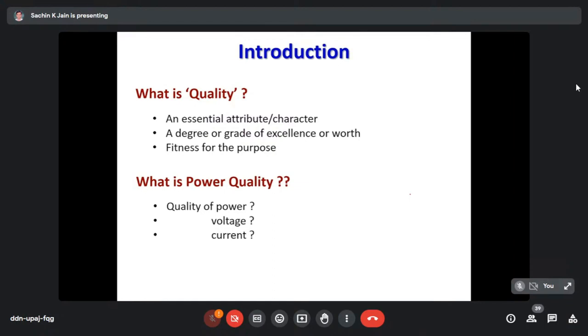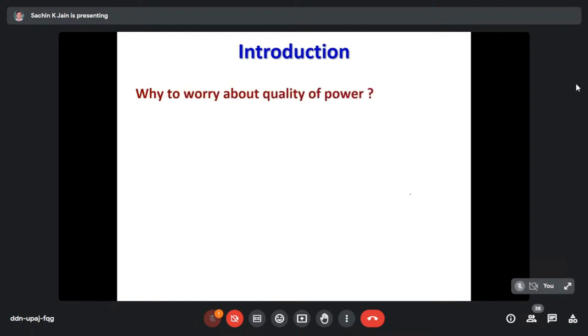And the overall power quality includes both voltage and current. The term is given as power because it considers both voltage and current. But there is no such thing as quality of power. It is about voltage and current signals. Now, why worry about quality of power?